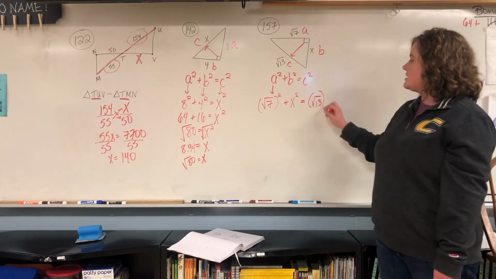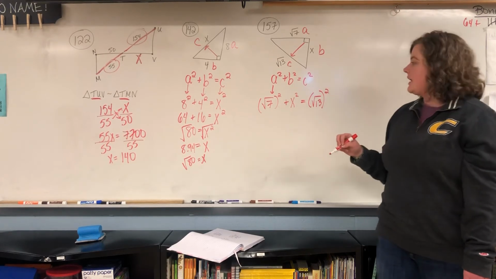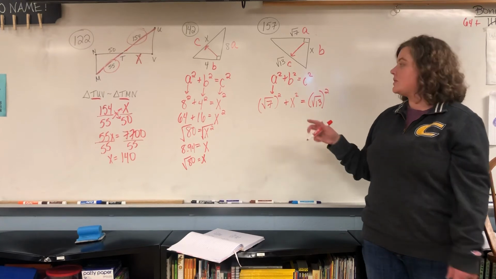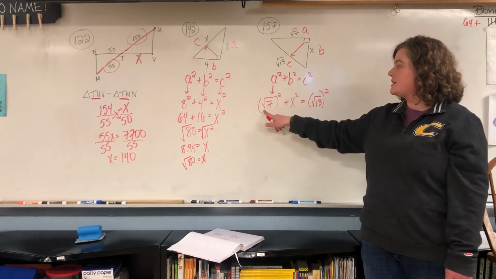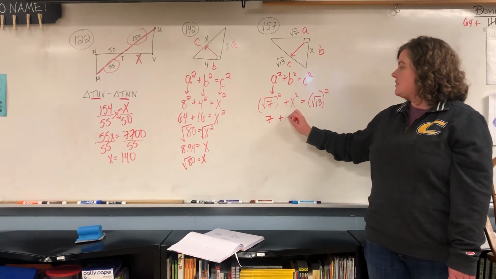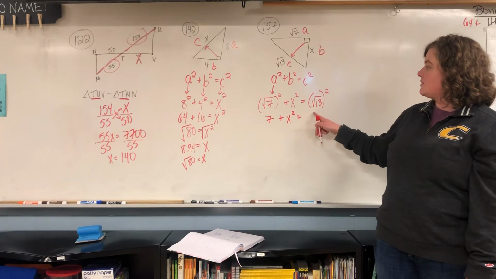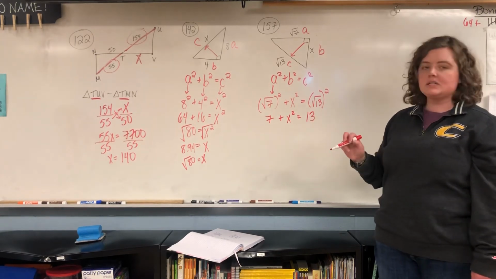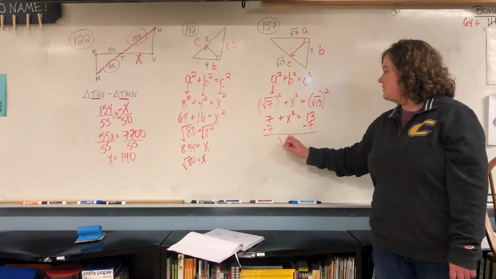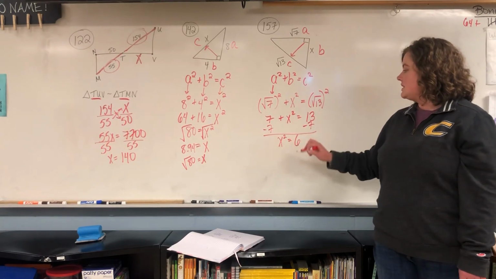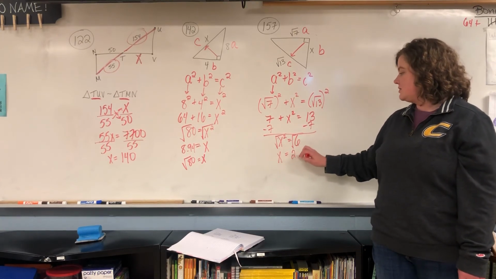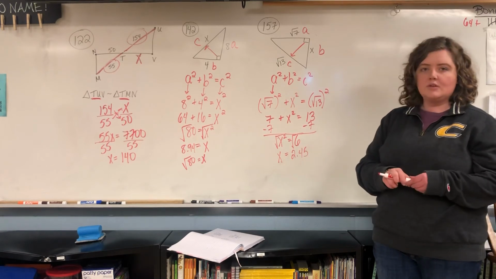So square root of 13 squared, okay? Now, the great thing about this is square roots and squares are inverses of each other, so they're going to cancel each other out. So when you square a square root, all that's left is the number inside, okay? So you have 7 plus X squared, and then the square root of 13 squared gives you 13, okay? So we're going to subtract this 7 over here so we can get X by itself. So you get X squared equals 6. Take the square root of both sides, so you get X equals 2.45. Or you can leave it as square root of 6.